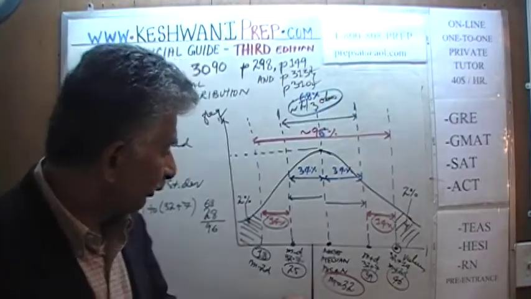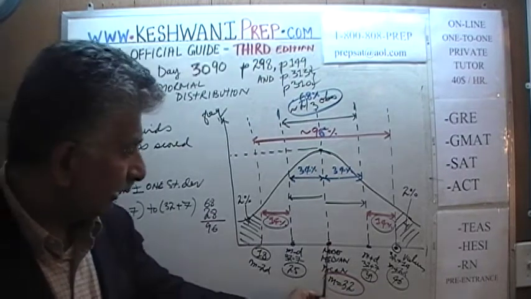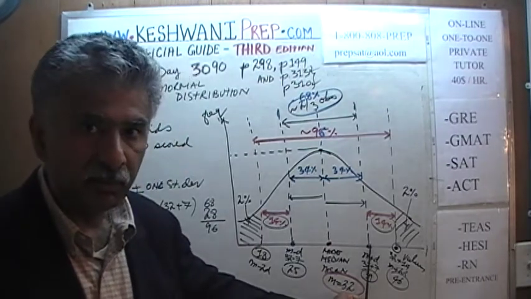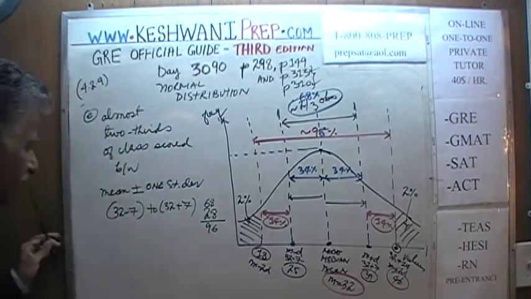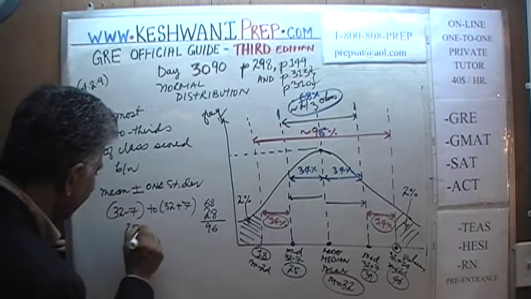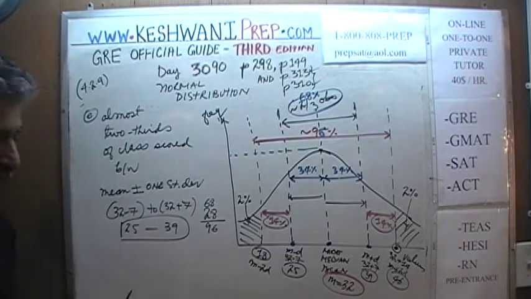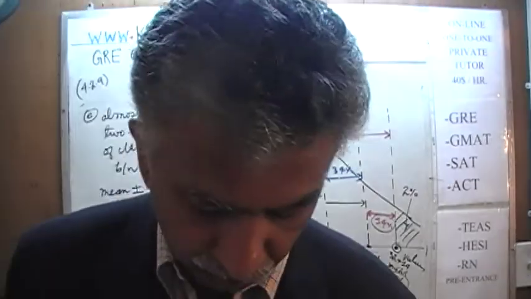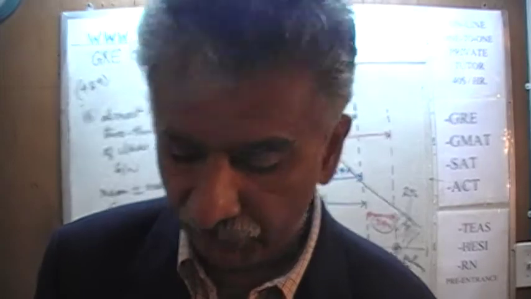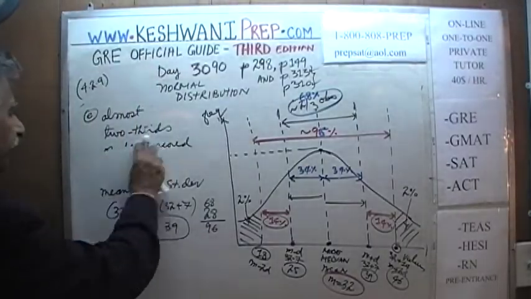score between one standard deviation below the mean and one standard deviation above the mean. Now here, because we know the average is 32, we can say that it's going to be between 25 and 39. Two-thirds of people are going to fall in that range. That was part E. The question was, two-thirds of the students are going to score between what two values? The answer is between 25 and 39. Let's move on to part F.